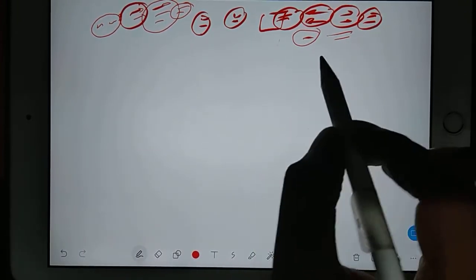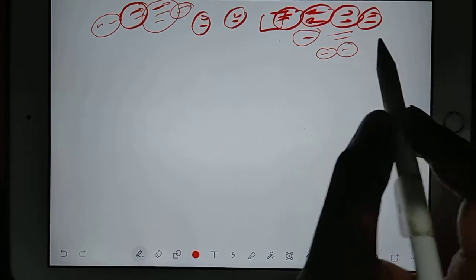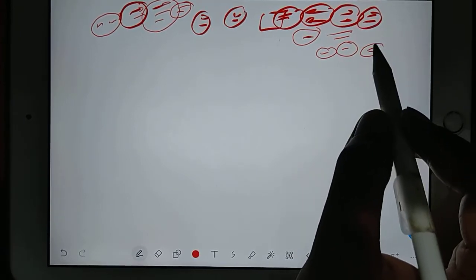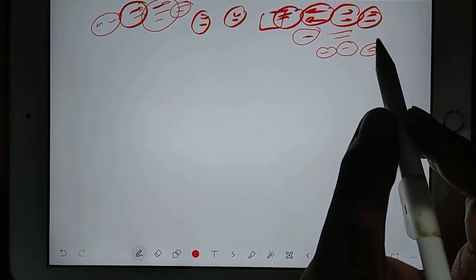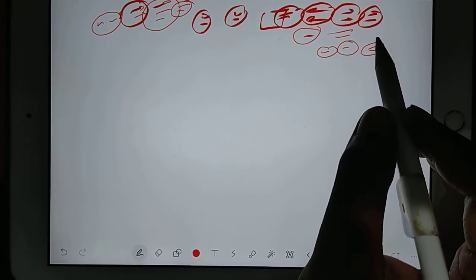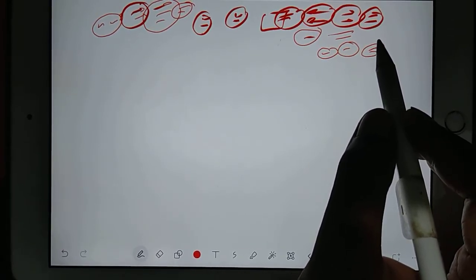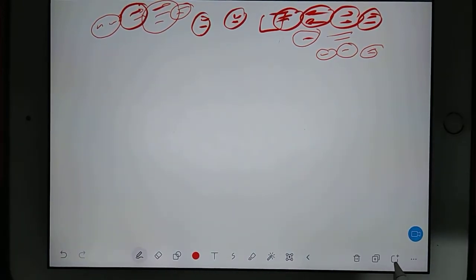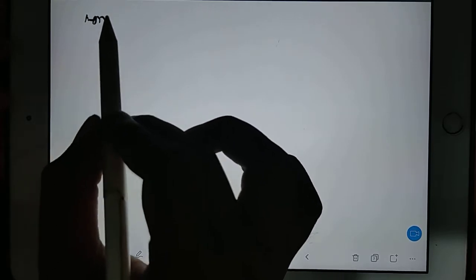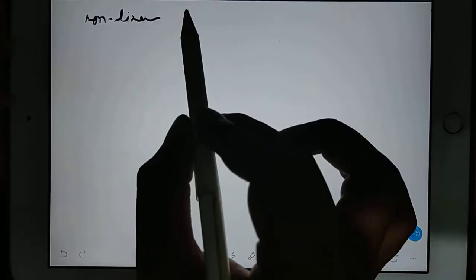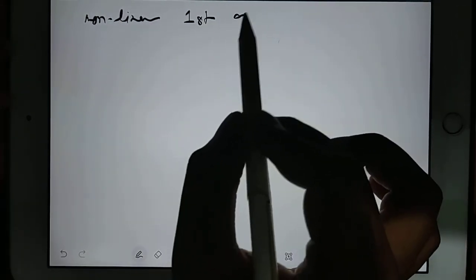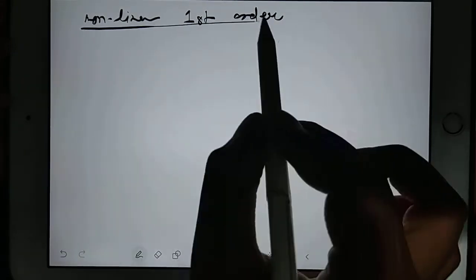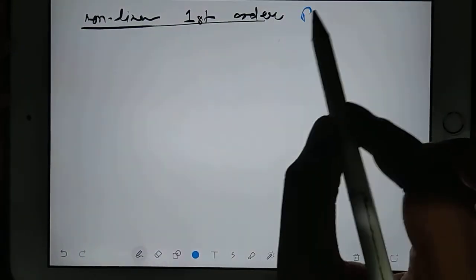Okay. So the topic is, we have done the first order differential equation that is linear, and now we will take first order but non-linear. So let's do first order but non-linear. I will change the page. Your heading is non-linear first order PDE.